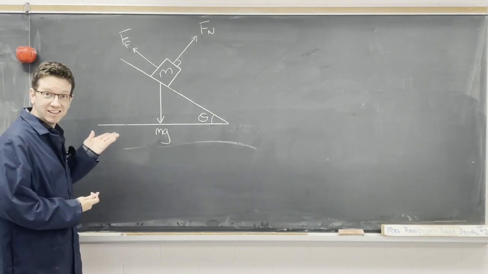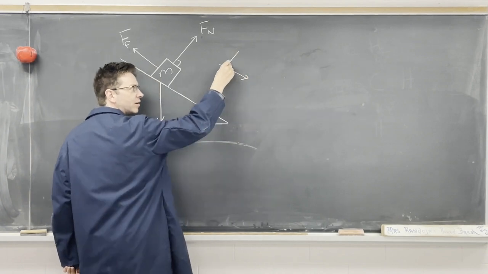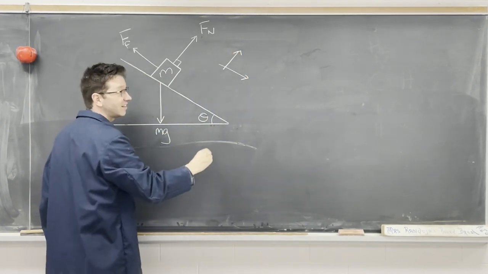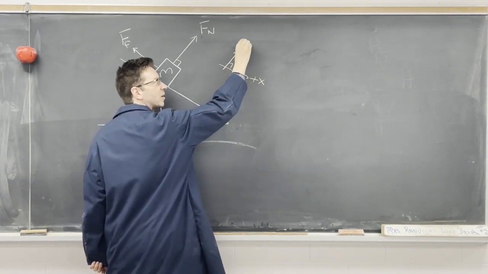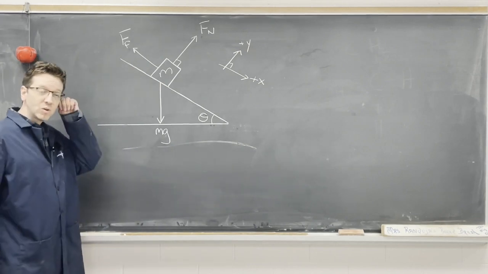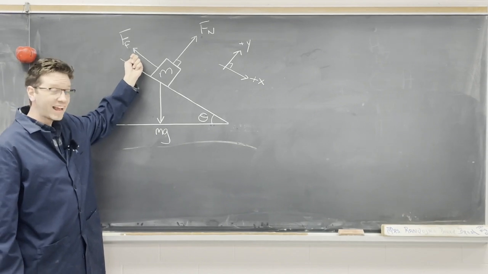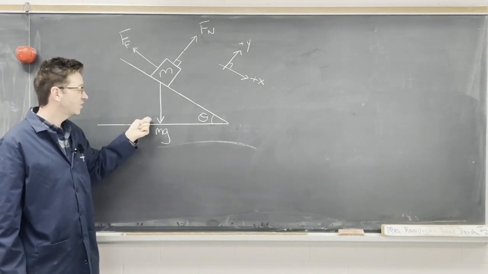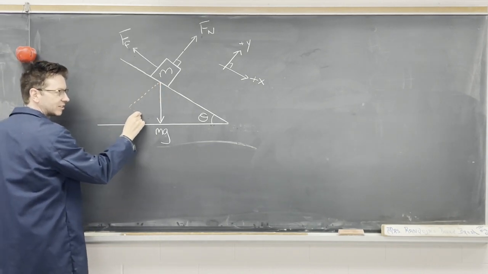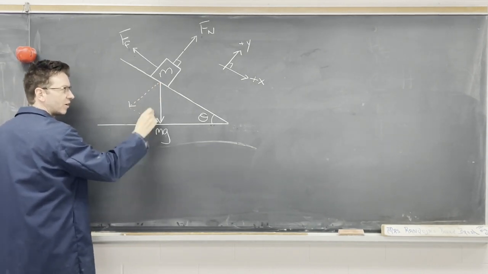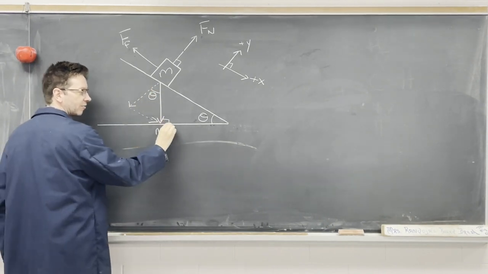Now, before I start analyzing this picture, we need a coordinate system. So I'm going to choose a coordinate system that is along the incline. Along the incline will be our positive x, and perpendicular to that will be our positive y. This coordinate system makes it easier because friction is along x and normal is along y, so we only need to break gravity up into components like so, where this angle here is equivalent to that angle there.